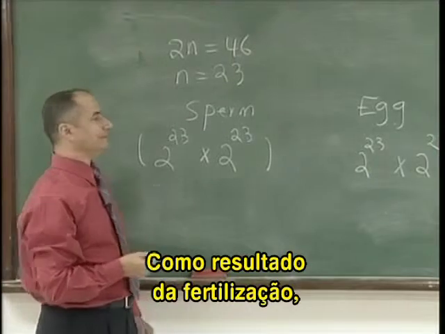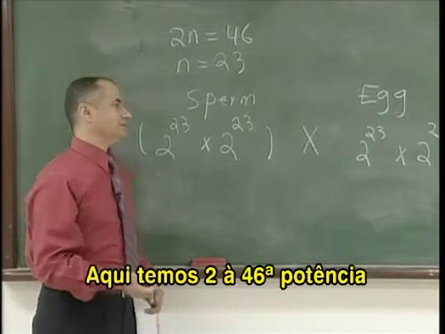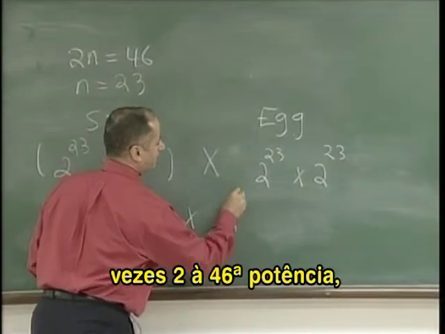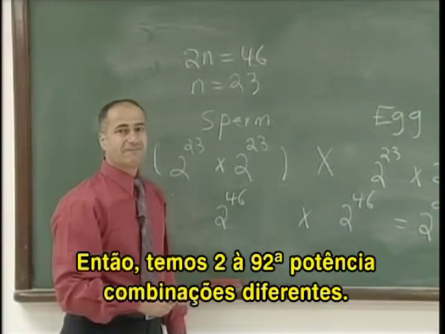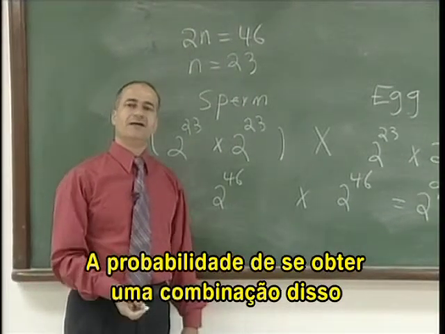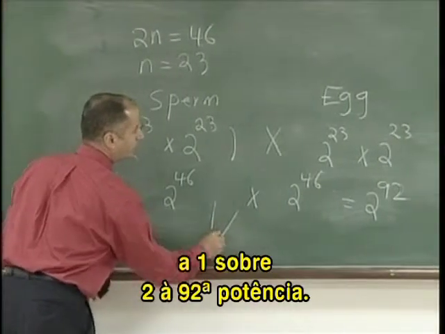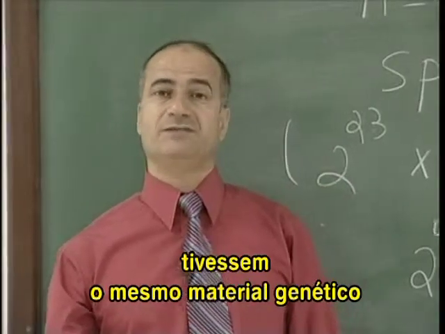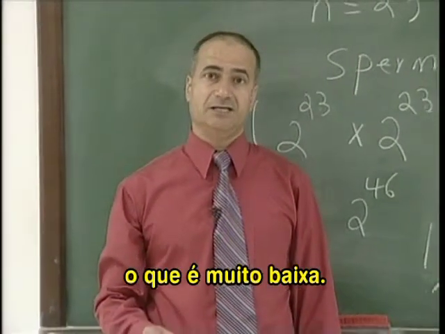Now, as a result of fertilization, which is also random, we multiply the two numbers. So here we have 2 to the power 46 multiplied by 2 to the power 46, and that will give you 2 to the power 92. So we have 2 to the power 92 different combinations. Now the probability of having one combination out of these would be equal to 1 over 2 to the power 92. The chance that our two individuals would have the same genetic material is 1 over 2 to the power 92, and this is really low.